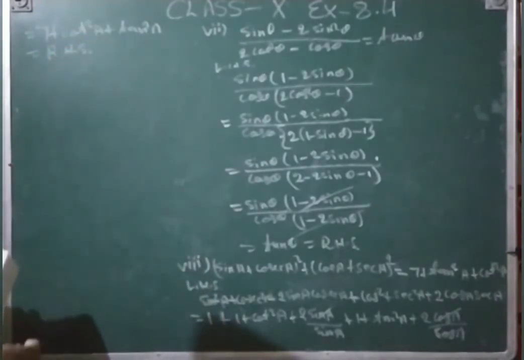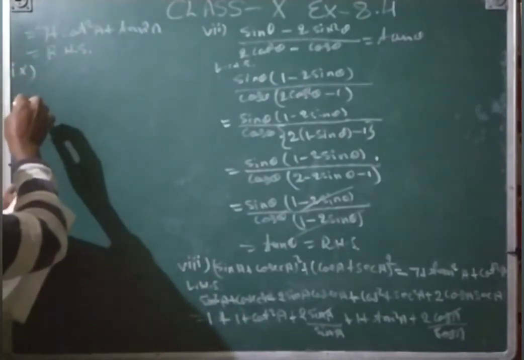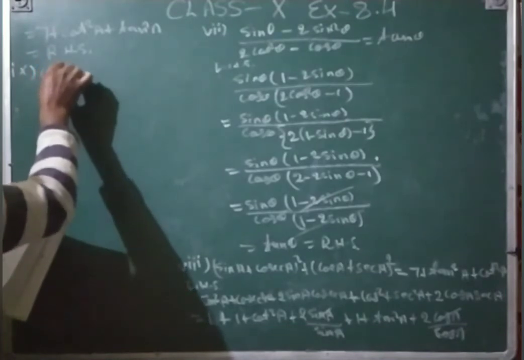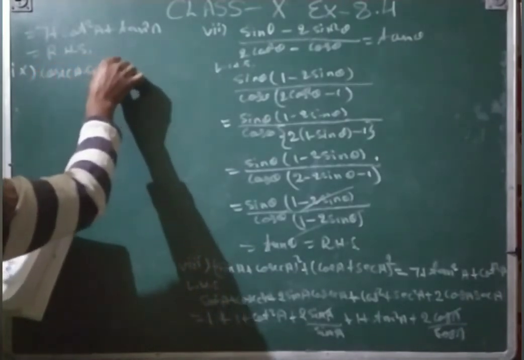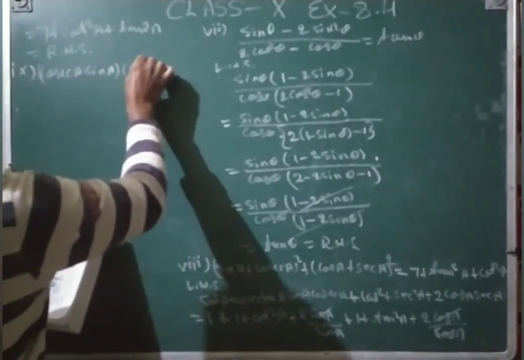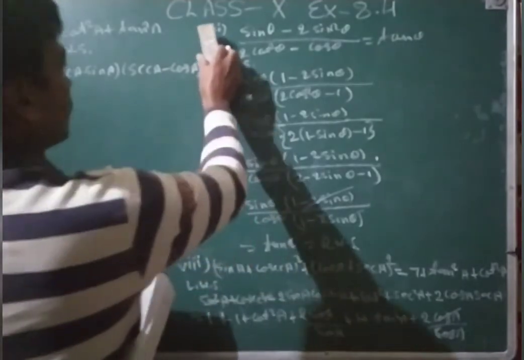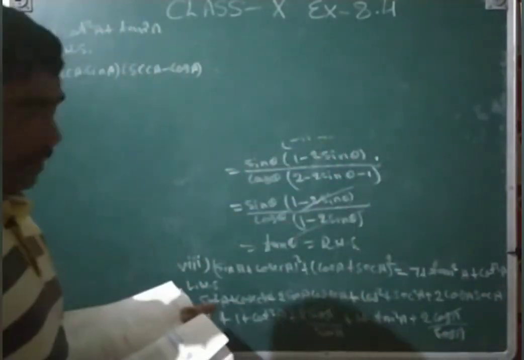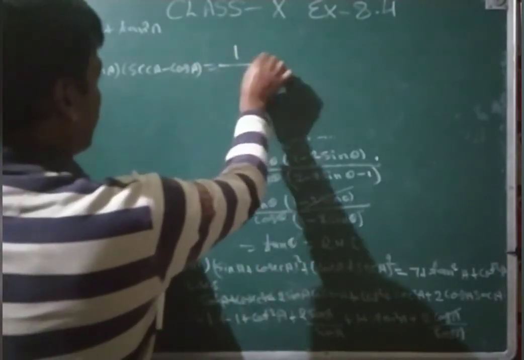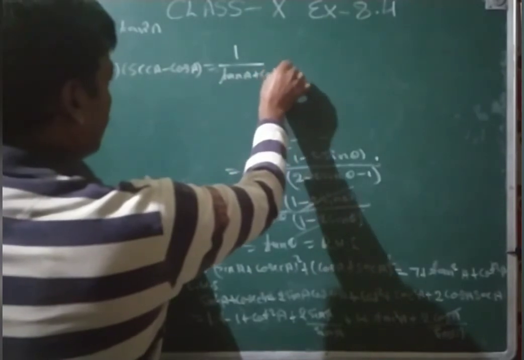And then the ninth part, that is, cosec A minus sin A in one bracket, and then sec A minus cos A, is equal to 1 upon tan A plus cot A.